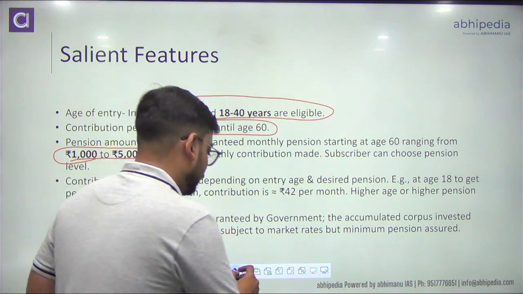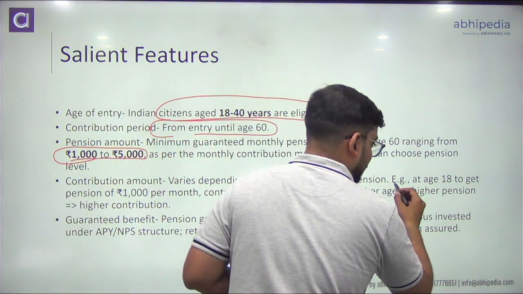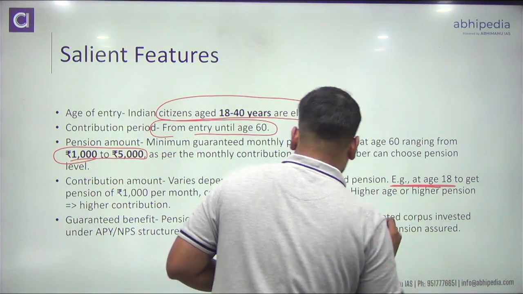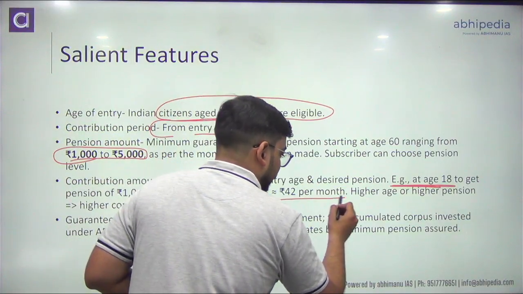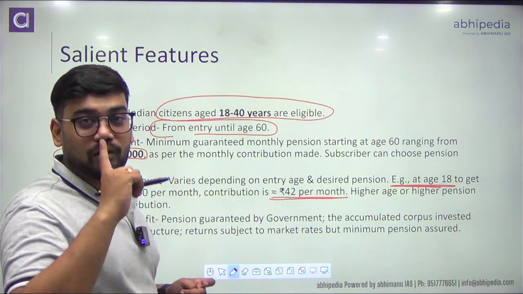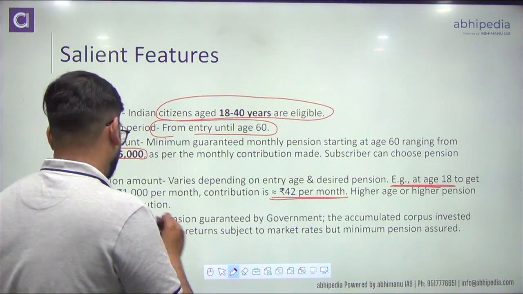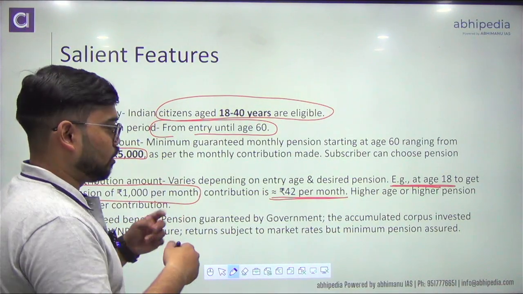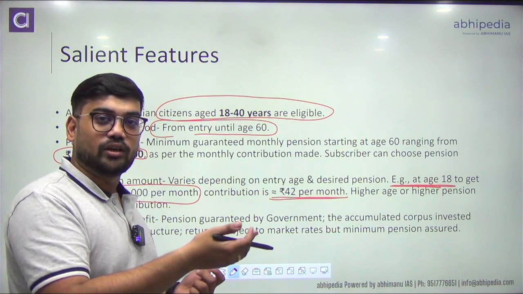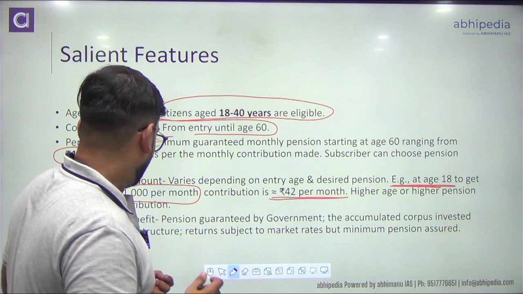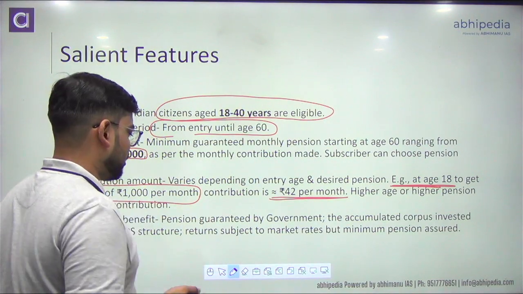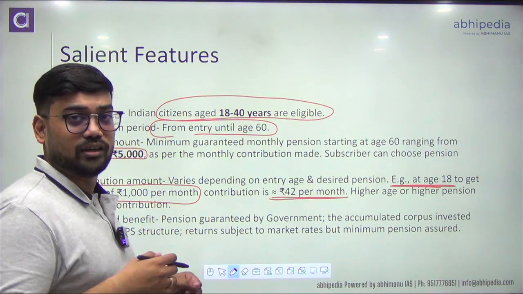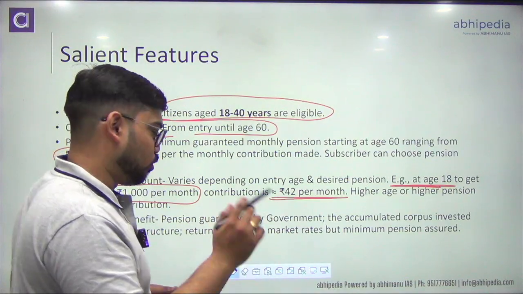For example, if a person starts this scheme at the age of 18, he needs to pay rupees 42 per month to get 1,000 rupees per month after the age of 60. But this contribution amount varies with what age you are joining the scheme and how much amount you are paying, right? And we have already discussed that it is a guaranteed benefit. This pension is guaranteed by government, right?